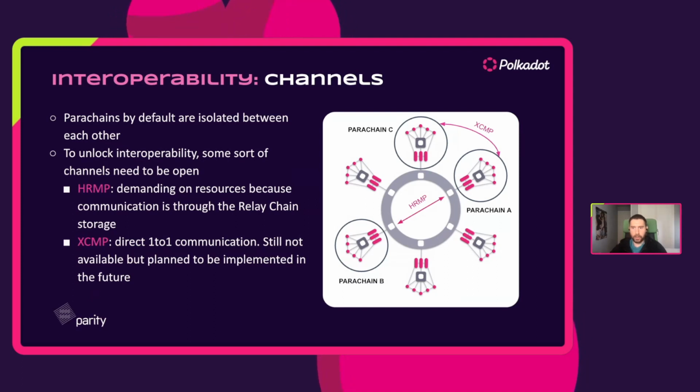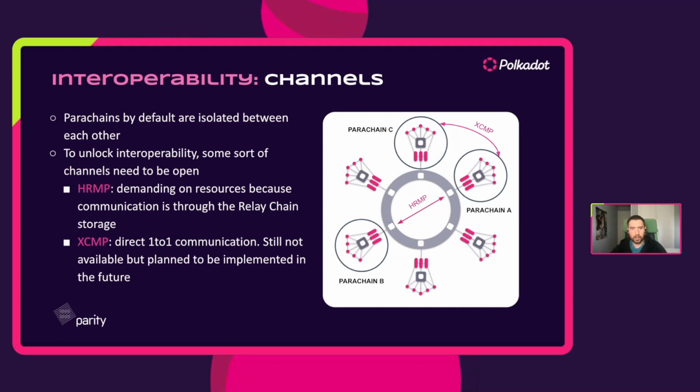Okay. Hello, everybody. Thank you, Alejandro. Let's talk about interoperability. Okay, so by default, parachains, when they go live, are isolated from each other. They only have communication with the relay chain through XCM. But there are a couple of mechanisms to open channels to make it happen. The first one is HRMP, which is the one that is currently working in Polkadot and Kusama.